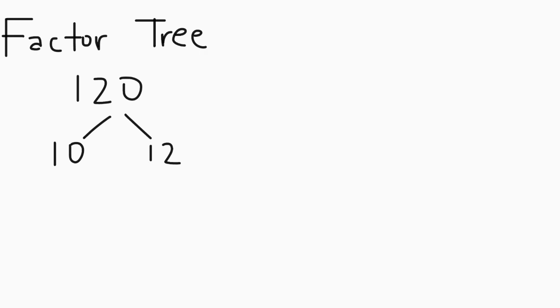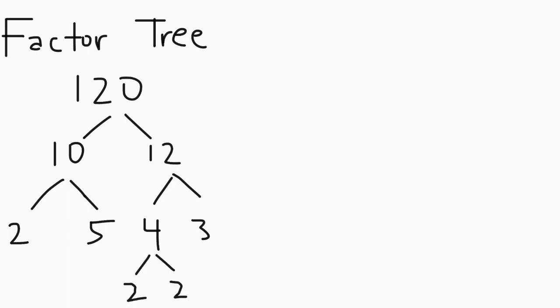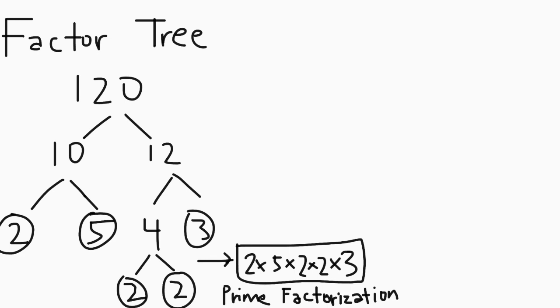10 and 12 are both composite, so we can factor them further. 10 can be split into 2 and 5, while 12 can be factored into 4 and 3. 2, 5, and 3 are all prime, but 4 is not prime. 4 is still composite, so we factor it further into 2 and 2. And now we circle all of our primes, and we multiply them together, and we get our prime factorization is 2 times 5 times 2 times 2 times 3.